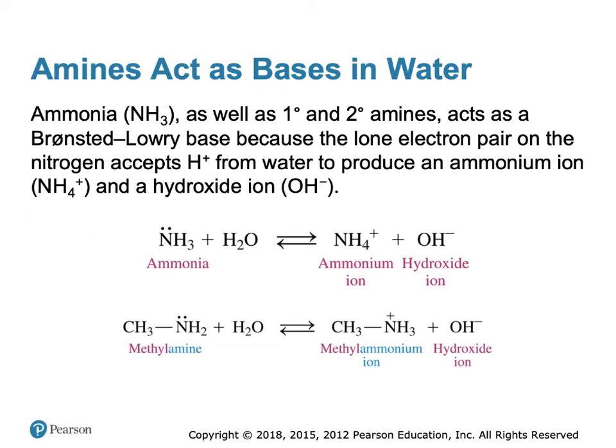Ammonia, as well as primary and secondary amines, act as a Bronsted-Lowry base. The lone pair on the nitrogen accepts the hydrogen. So remember, a Bronsted-Lowry base is a hydrogen acceptor. When it accepts the hydrogen, it produces the ammonium ion and hydroxide. So here we have ammonia and water. It's going to accept a hydrogen. So here's my Bronsted base, my Bronsted acid. This is my conjugate acid, and this is my conjugate base. Here you can see methylamine reacting with water to form the methylammonium ion and the hydroxide ion.